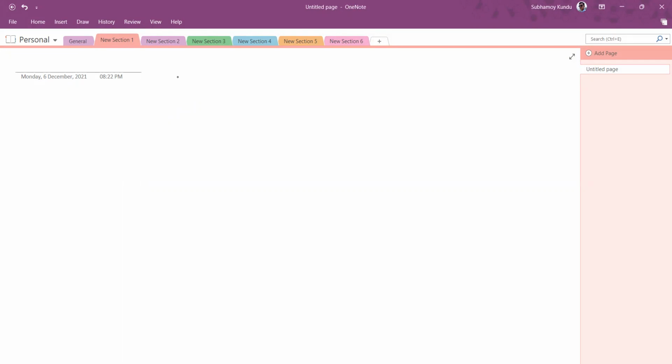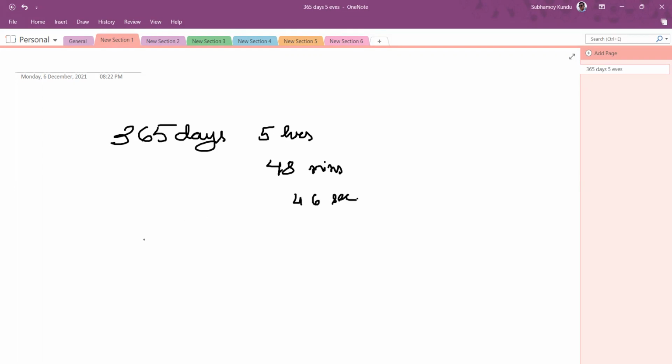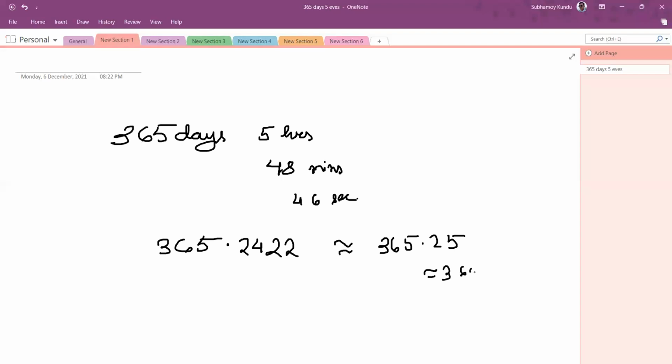Actually, we know that our Earth takes around 365 days, 5 hours, 48 minutes, 46 seconds, which, if we convert it into decimal, is nothing but 365.2422 days, which is almost equivalent to 365.25, nothing but 365 and 1/4. So that's why this idea came.